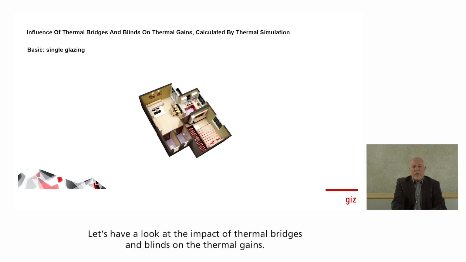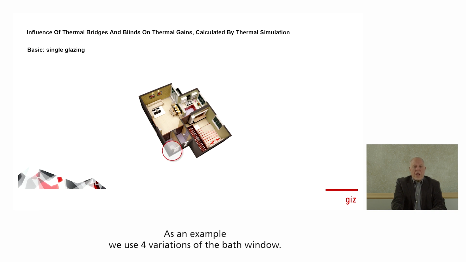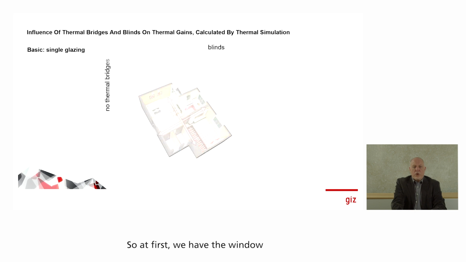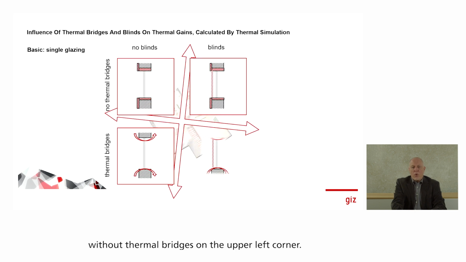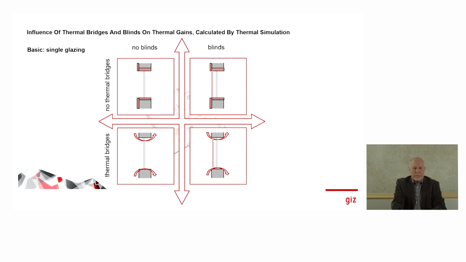Let's have a look at the impact of the thermal bridges and blinds on the thermal gains. As an example, we use 4 variations of the bath window. So at first we have the window without thermal bridges on the upper left corner. Then the same window with some shutters in front. As version 3, the window is calculated with thermal bridges but without shutters. And last but not least, we have a window with thermal bridges and a shutter in front.